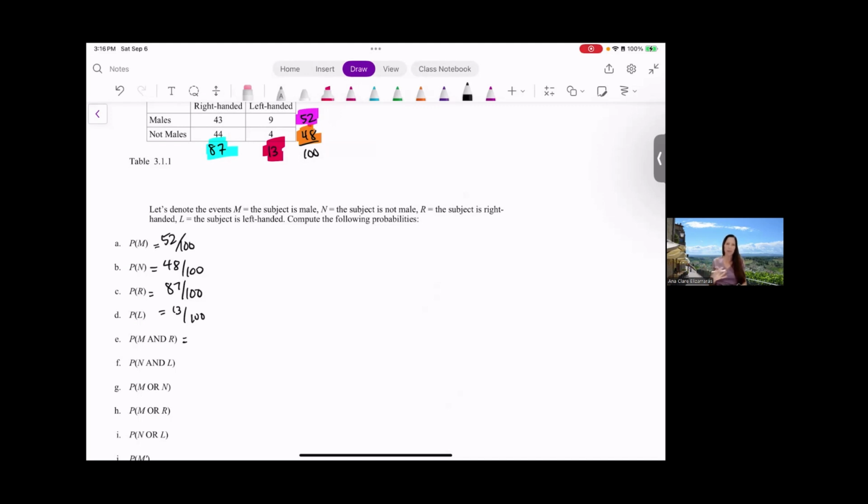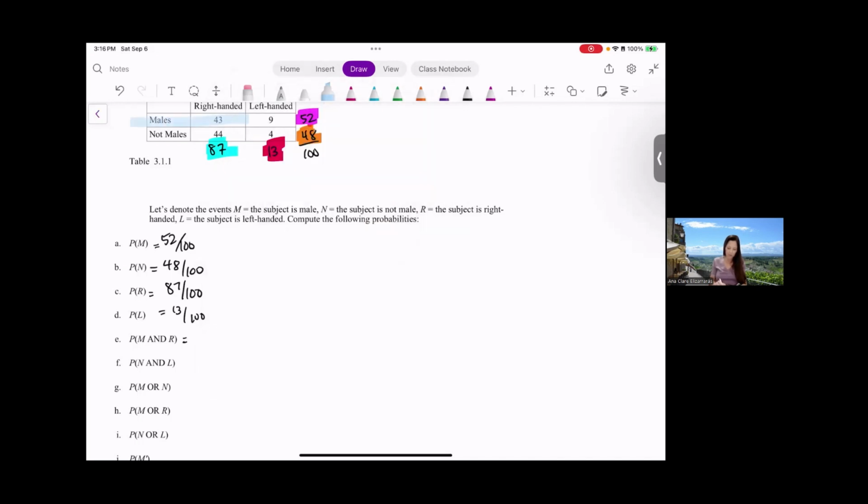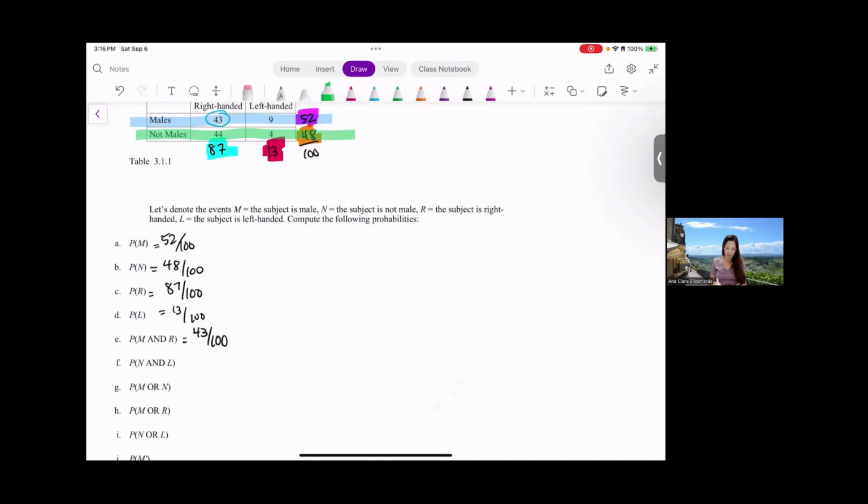M and R, what does that mean? We are looking for male and right-handed, so we need to go into the table to answer this question. Males are here, but the males that are right-handed are the 43. So I'm talking about 43 out of 100. Let's use that same approach for not male and left-handed. My not males are here, and my left-handed, there were 4. So there were 4 that were not male and left-handed out of 100.